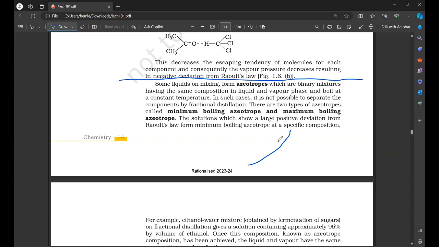Speaking of freezing point, the temperature at which the vapor pressure of the solid and liquid phases of a substance is found to be the same is known as the freezing point, and its graph is somewhat like this. For liquid, and this is for solid, and this is for liquid. And somewhere on this point, the freezing point comes.